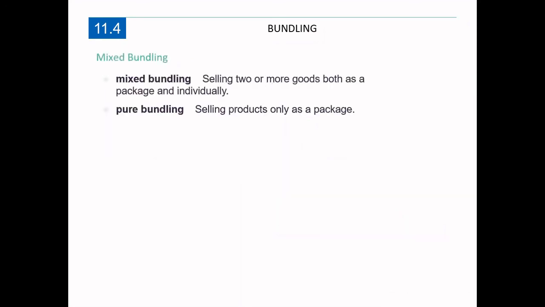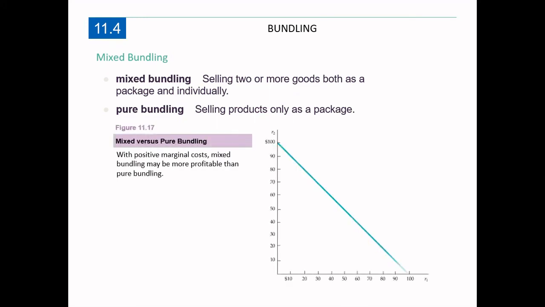Mixed bundling is selling two or more products both as a package and individually. Selling products only as a package is called pure bundling. One very interesting real-life example is when they provide me with pure bundling, selling products only as a package together. So the consumption here can be increased in the market.